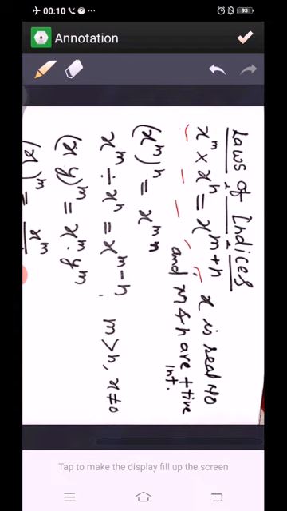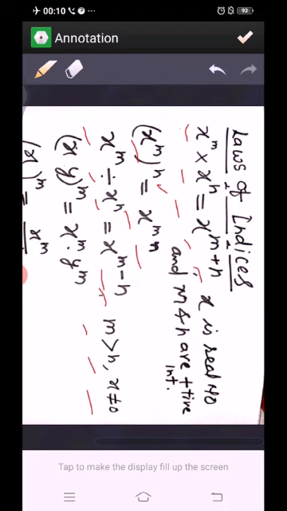Similarly, we have x power m and its whole power n. We say power over power, that is equal to x power m into n. Here powers will be multiplied. Then here we are doing division. X power m divided by x power n. In division powers are subtracted, so it will become x power m minus n, where m is greater than n and x is not equal to 0.